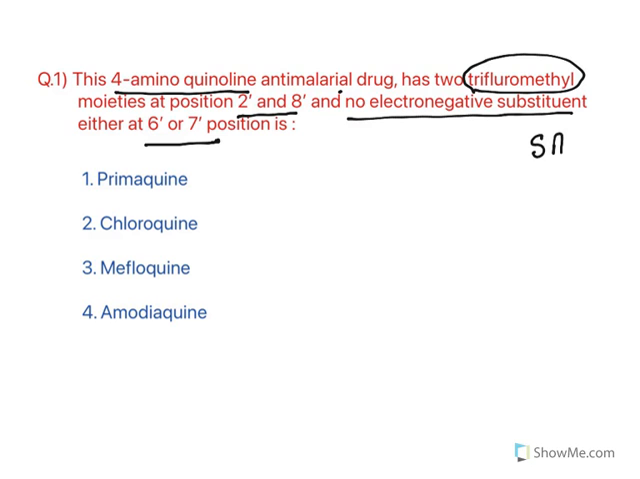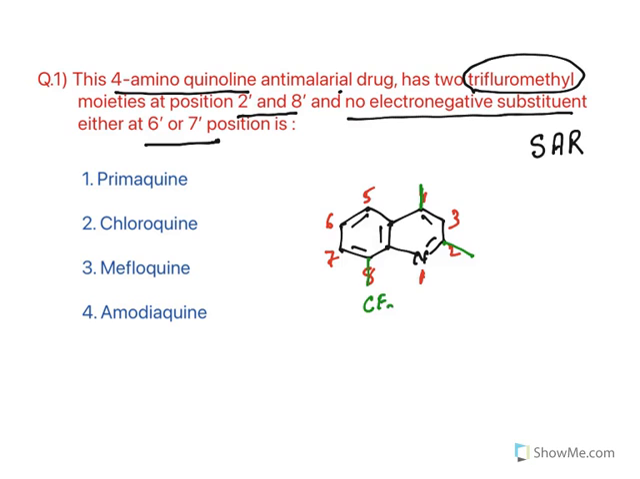This question is related to structure activity relationship. This anti-malarial drug is a quinoline derivative. The quinoline ring is this one, and in quinoline the positions are 1, 2, 3, 4, 5, 6, 7, 8. The question is about a 4-amino derivative. At the 4th position you have a substitution, at the 2nd and 8th positions trifluoromethyl groups are present, and at the 6th and 7th positions no electron withdrawing group is present. No group is present at these two junctions.